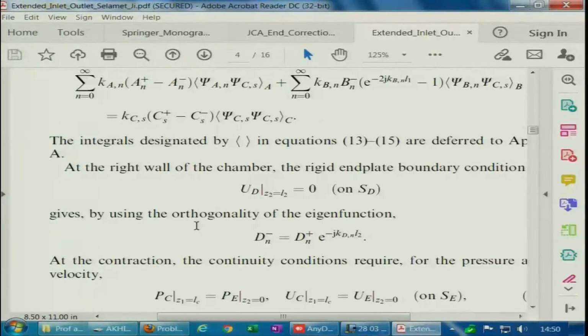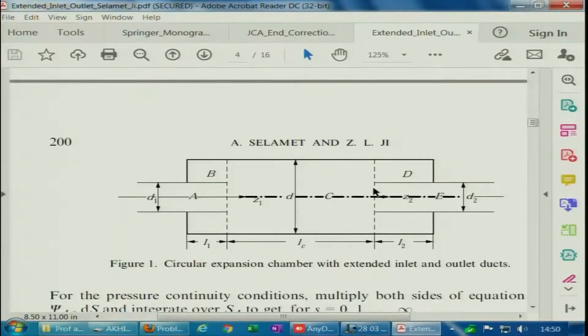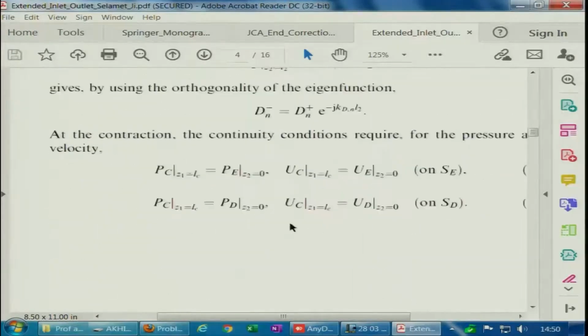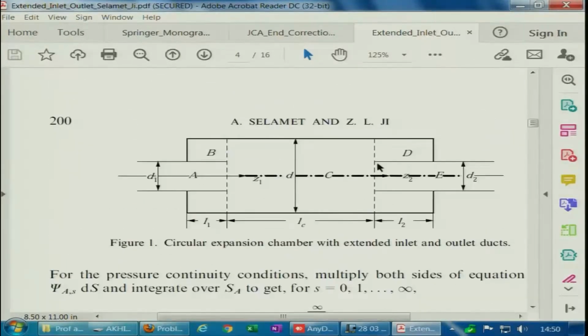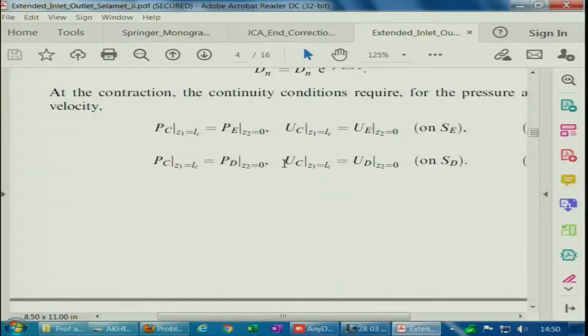Similar conditions will be set for the outlet. Where is the outlet? The outlet is this part. The pressure here in the chamber is equal to the pressure here, and the pressure here is equal to the pressure right in chamber D. So, that is how they set P c at Z1 equal to L c equal to P e at Z2 equal to 0. They have translated the coordinate system. For this port, the coordinate system is defined in the new coordinate system with Z2 equal to 0, and Z2 equal to 0 here for the annular cavity as well, and Z2 equal to L2 at the outlet port.